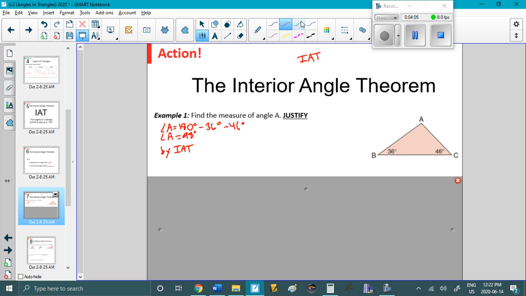So remember, your 3 marks here are going to come 1 mark for showing your work, 1 mark for the right answer, and 1 mark for the theorem. So if all you wrote was 98 degrees, you'd get 1 out of 3, which is 33%. So these are easy marks, but they do take a little bit of time.